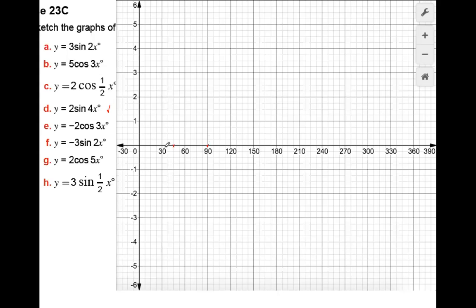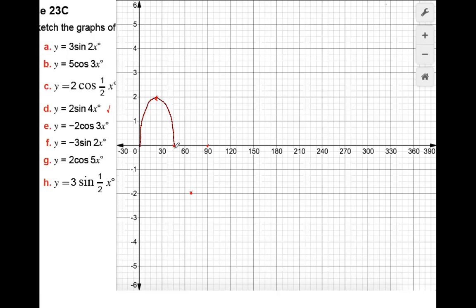So if this is 30, 45, I'm halfway there, and I'm going up to 2 here. There's always that symmetry. Then 3 here, and I'm going to -2. So that's going to be my first one. But remember, I need to do 4 of these.